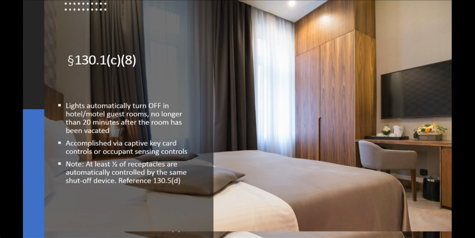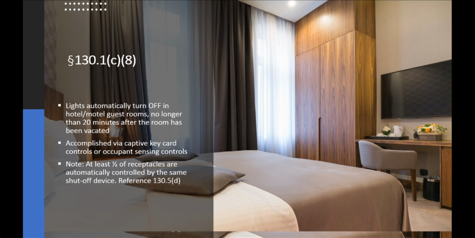All right, so 130.1c8, still on the topic of automatic shutoff. We're talking about hotel motel guest rooms. In these spaces, you are also required to do automatic shutoff. You have 2 choices. Actually, there's 3. The first way is you could do it through a captive key card switch, or you could do it through occupant sensing controls. Not listed here. You could, if you have lighting controls that gives us the ability to shut off the lights automatically within 20 minutes of vacancy, then that's also compliant.